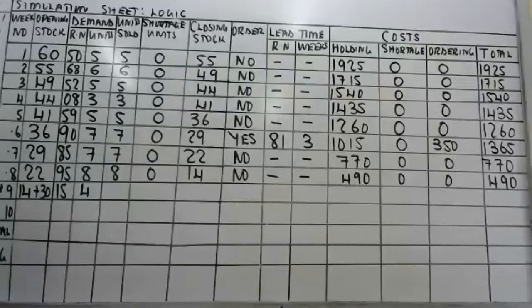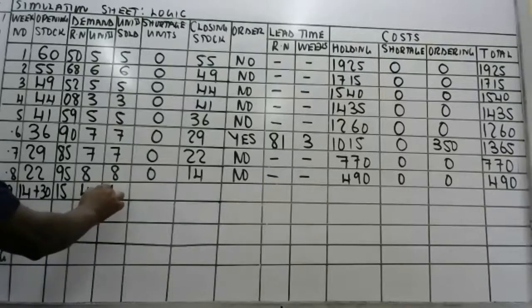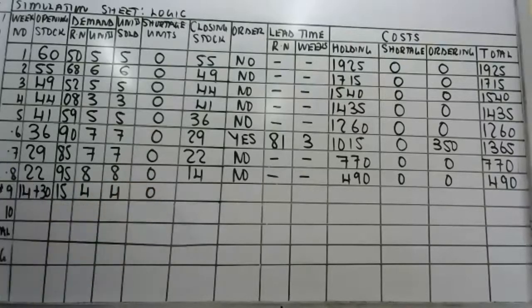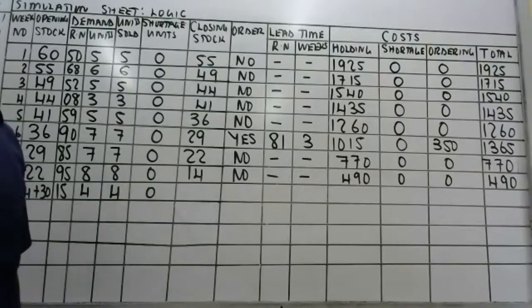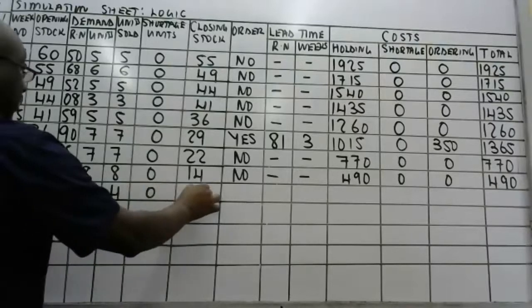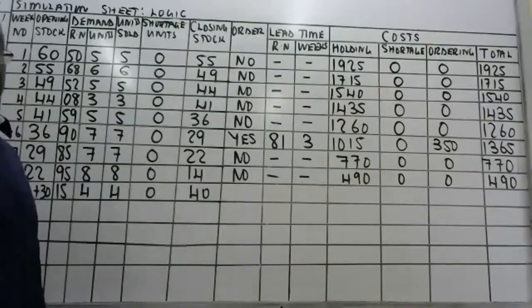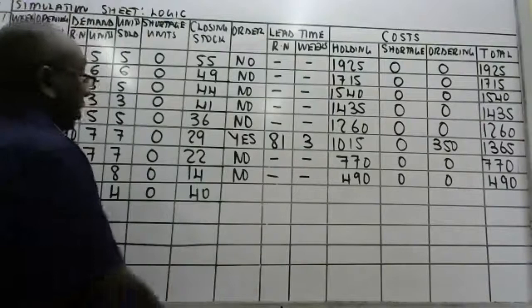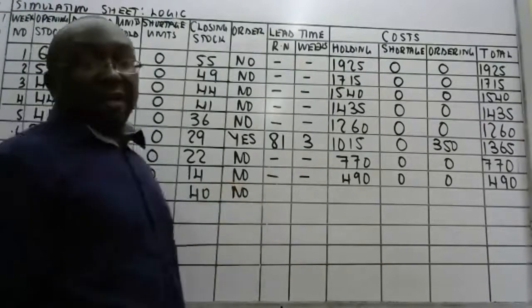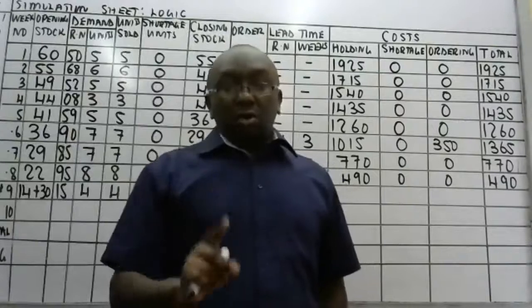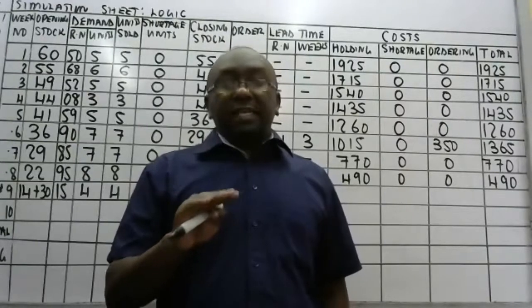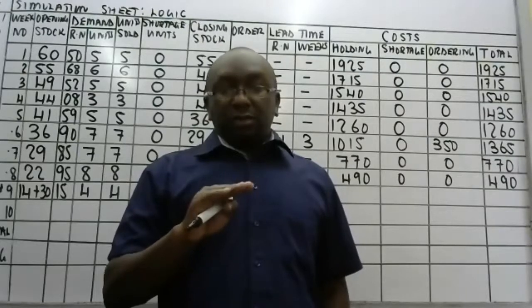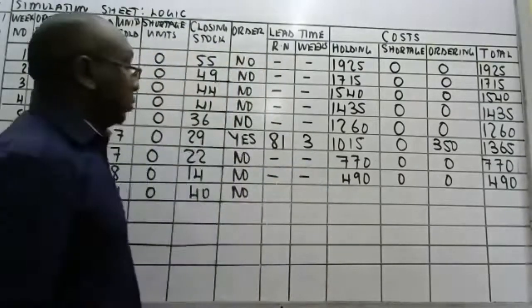We sell 4. No one has missed. And the closing stock now will be how many units? Good. The closing stock will be 40. Do we place an order? No. Good. We are not placing one. But because we have hit 40 now, and the ordering point is set at 40, not below 40, tomorrow or the next week we shall place an order.